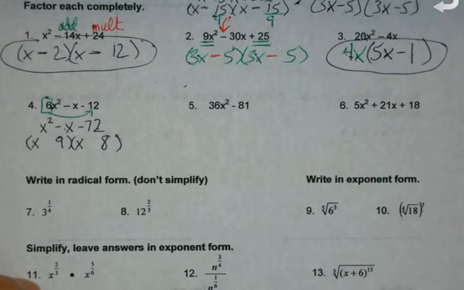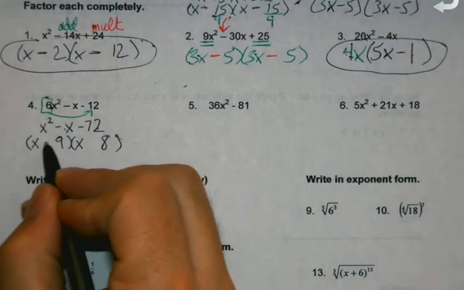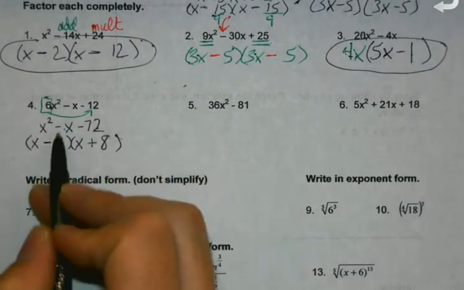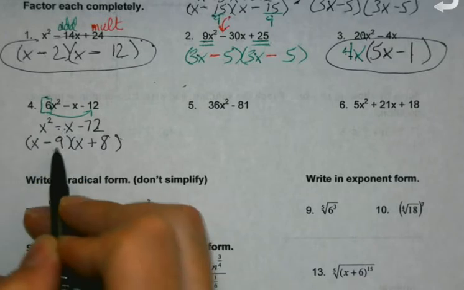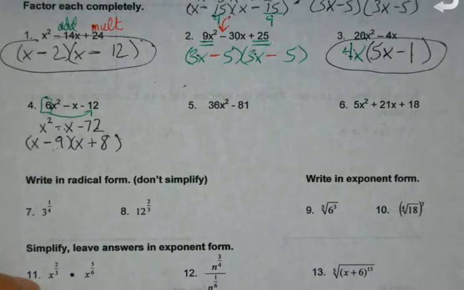What's that? Yes. Yeah, -9 and +8, because I want them to add up to -1. So the larger number has to have the negative. Now what?